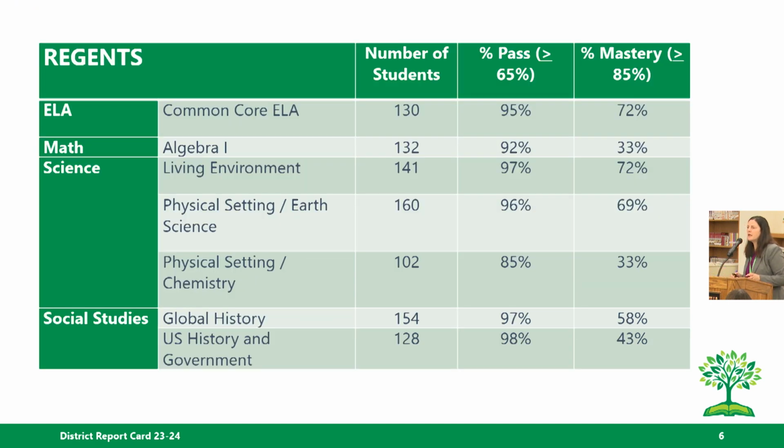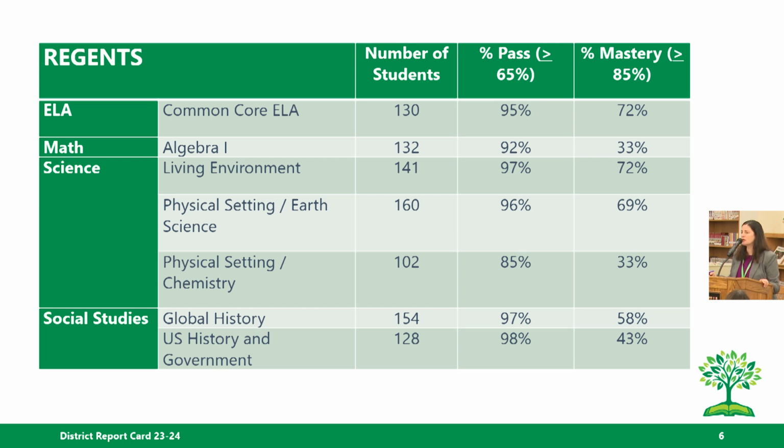Our next data set is looking at our Regents exam scores. So Regents exams, to pass, you need a 65 or better. And what is considered mastery is an 85% or better. So we have those two data points to take a look at for the couple of Regents exams.